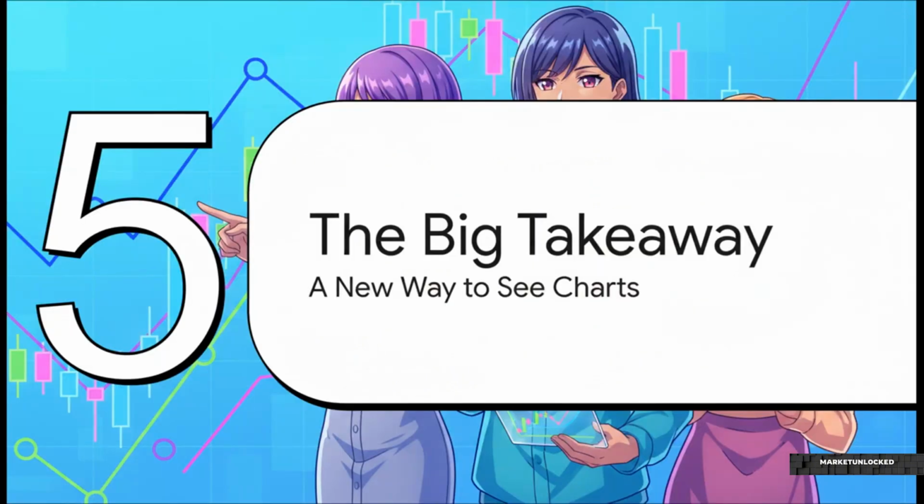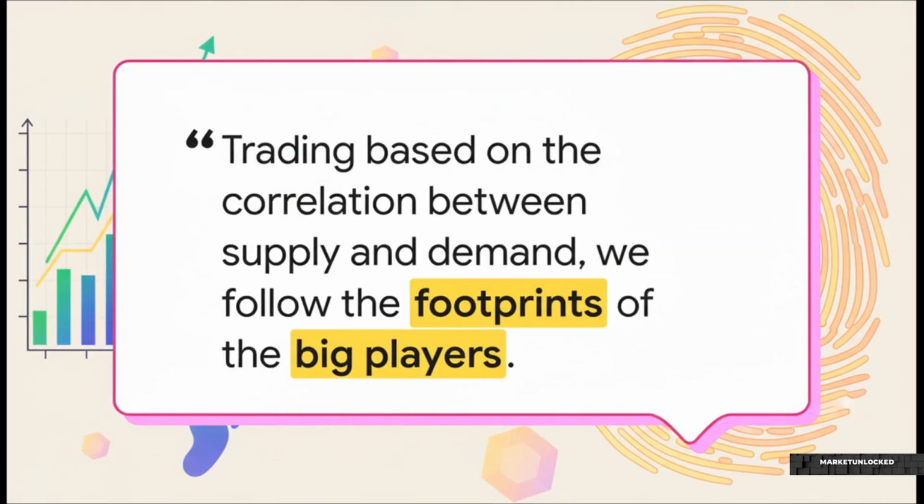So when you start to put all of this together, what's the really big takeaway here? Well, it's a complete shift, a fundamental change in how you even look at a price chart. At the end of the day, this whole thing isn't really about drawing lines or using fancy indicators. It's about understanding the raw, basic forces of supply and demand. And when you learn to identify these zones, you're not just trading some random pattern. You are literally following the footprints left behind by the smart money, the big institutions that actually move the market.